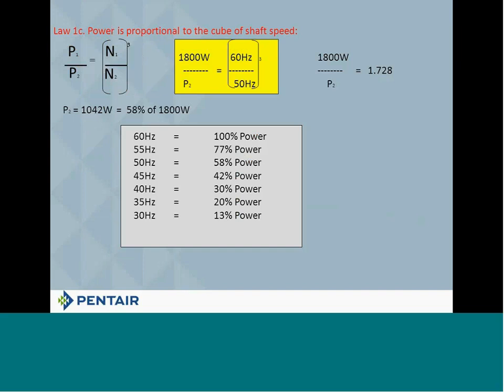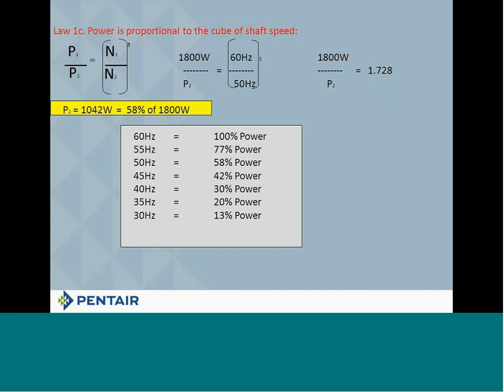The formula looks like this. I'm going to take 60 hertz divided by 50 hertz. I'm going to cube the difference, and that's going to give me an answer of 1.782. I multiply 1.782 times 1,800 watts, and I come up with 1042 watts. Now you'll notice that's 58% of the 1,800 watts.